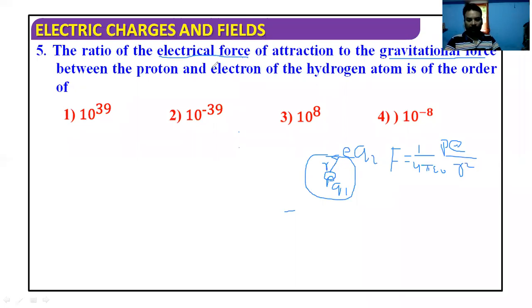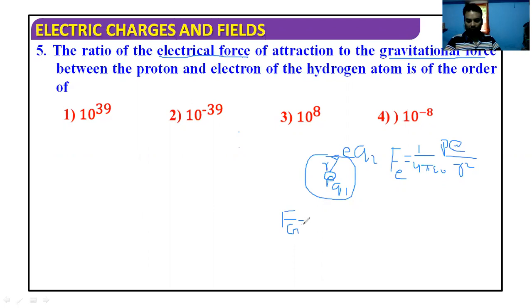Then this is the electric force between proton and electron. And the second force is the gravitational force. So let me find out the gravitational force. Gravitational force is represented by G.